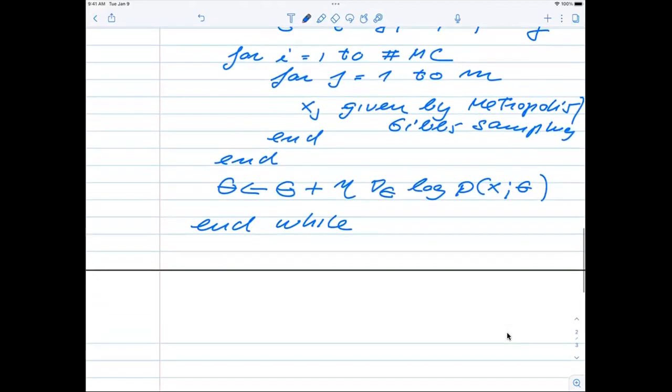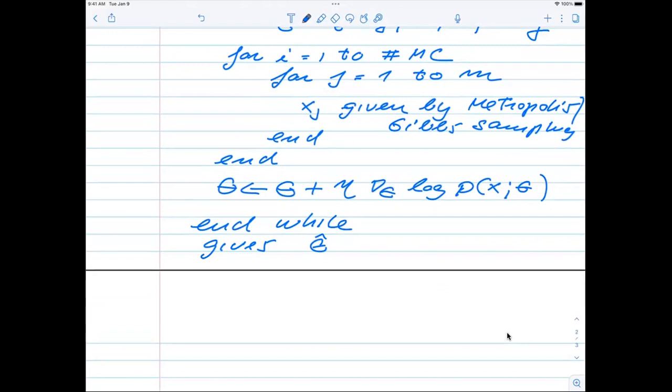And at the end, we will have the optimal parameters. So this returns the optimal parameter theta after a given number of iterations. So in this specific case, what you would have now is something which really looks like the standard Monte Carlo sampling, which you have been doing till now.